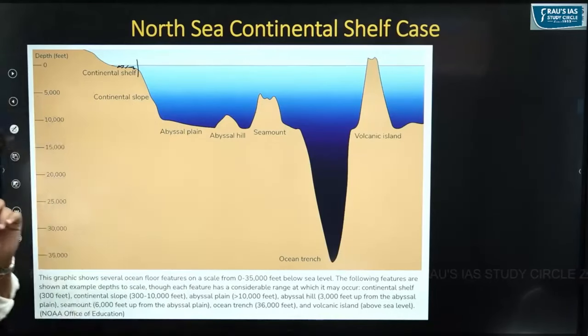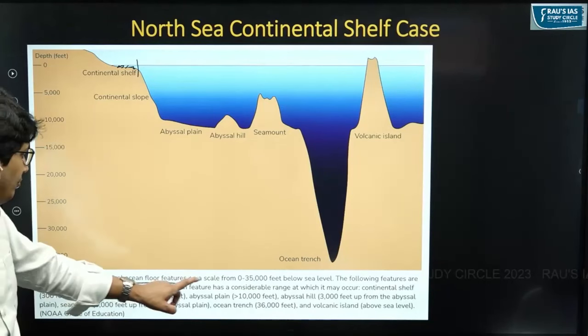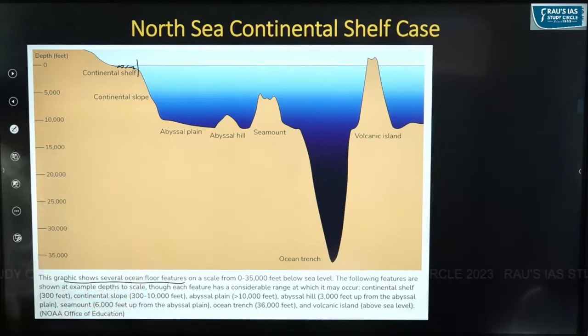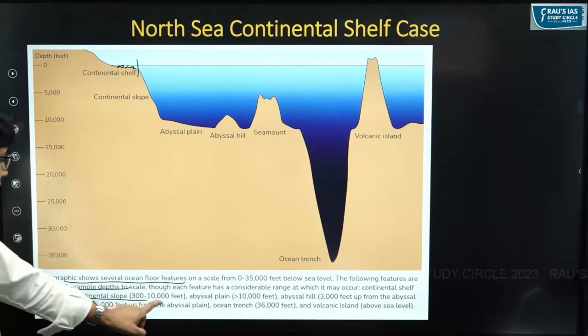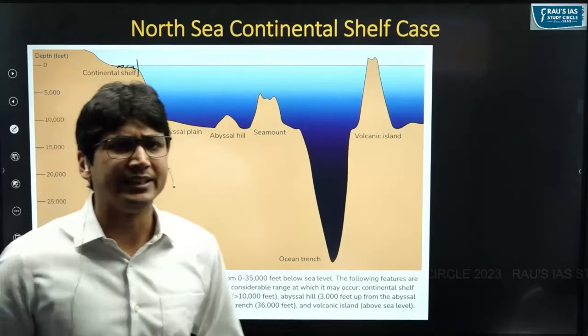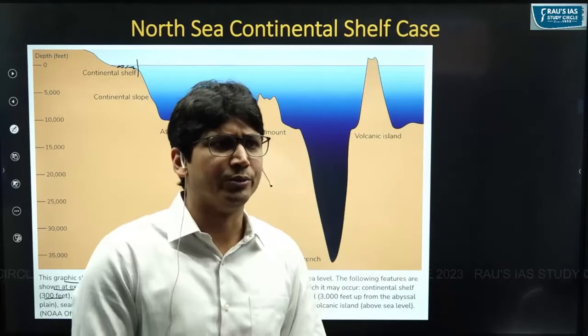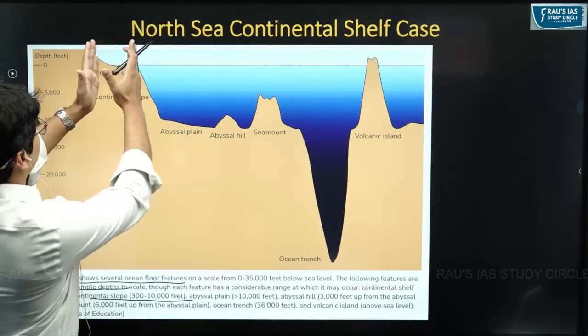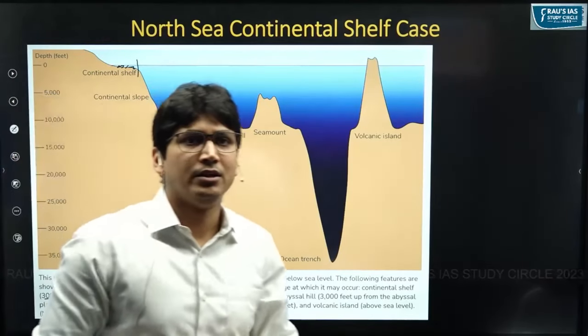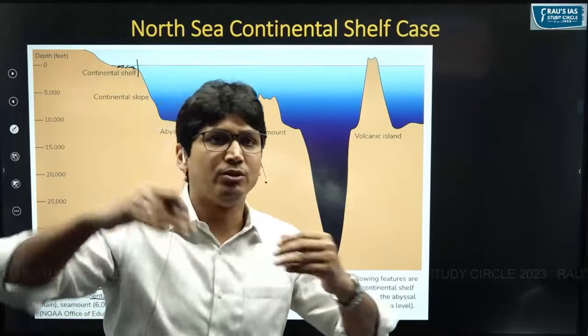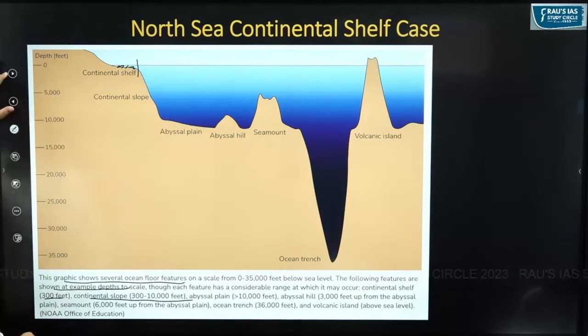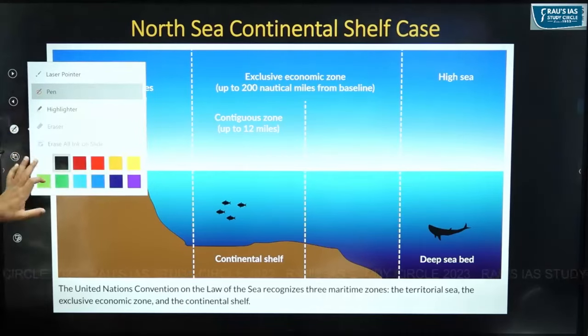Okay? So, it says that the graphic shows several ocean floor features on a scale from 0 to 35,000 feet below sea level, and the following features are shown at example depths at scale. Continental shelf, 300 feet. Continental slope from 300 to 10,000 feet. These are the technical details. Let's not go into it. But I hope you understand the problem regarding the claim of Germany and all those things. But when we see this from a legal perspective, the definition slightly changes.